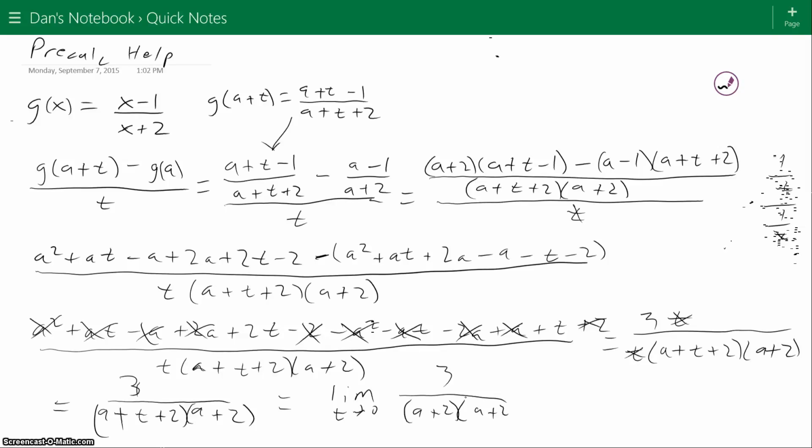And then if you know what a is, let's say when we want to find the derivative where a is 1, we just have to substitute in there and it would tell us the slope at that point, which is really cool. So that's where you're headed with this.